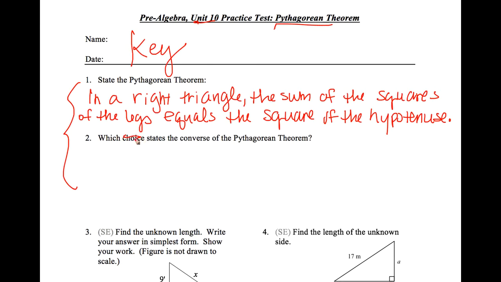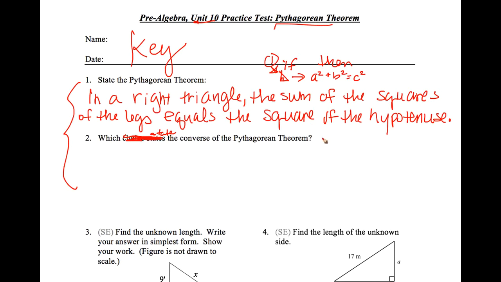Now, I wanted you to state the converse of the Pythagorean theorem. And that's basically the reverse. In number 1, we're saying in a right triangle, a squared plus b squared equals c squared. So we're starting with this. This is point number 1. We're saying if it's a right triangle, then a squared plus b squared equals c squared.